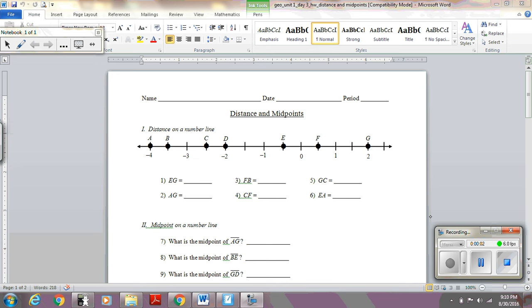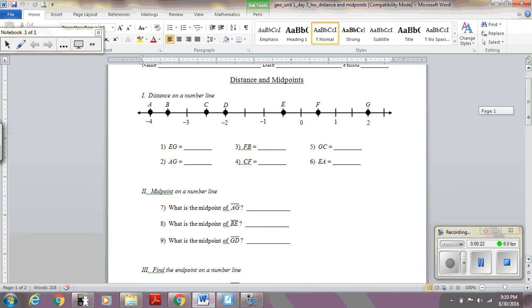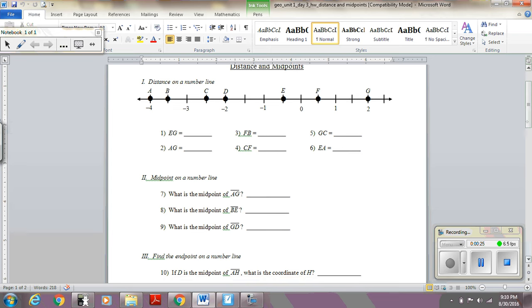Unit 1, Day 3, Distance and Midpoint Homework Tutorial. So in class, we discussed finding the distance and midpoint on a number line as well as a coordinate plane. On this assignment, I'm only going to work out a selected few problems. It's a tutorial to help you and guide you for the remainder of the assignment.